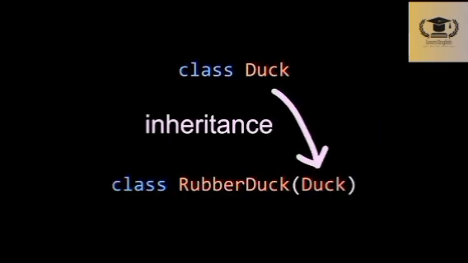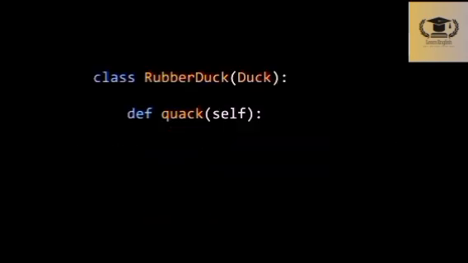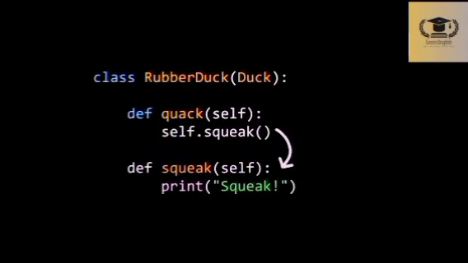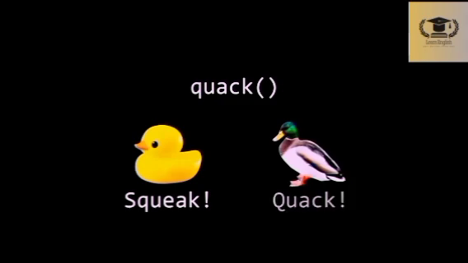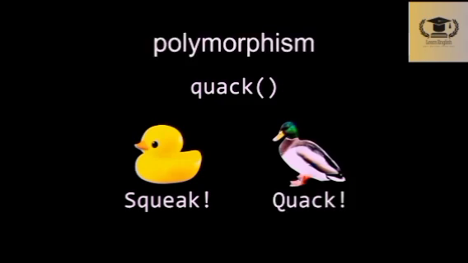Classes make it easy to organize and reuse code because you can define subclasses that inherit properties and behaviors of a superclass but can also extend and override them. For example, a rubber duck subclass might implement quack with a squeak instead. As a result, rubber ducks can be treated as objects of the duck class but behave differently when quack is called, which is the concept of polymorphism.